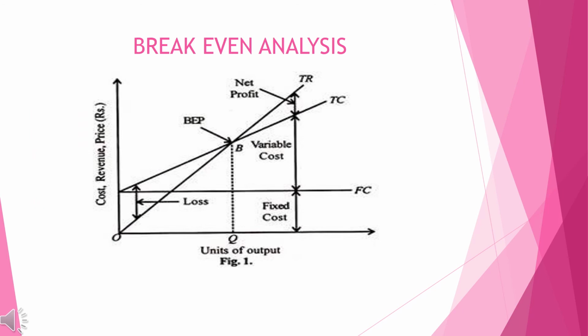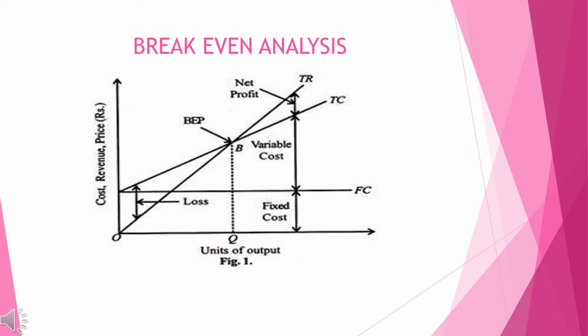The diagram shows that TFC is the total fixed cost, TR is total revenue, and TC is the total cost. Since TFC is constant at all levels of output, it is parallel to the x-axis. In the diagram, it is seen that the break-even point lies at 300 units of output. Up to 300 units of output, the firm will incur a loss as total cost is higher than the total revenue.